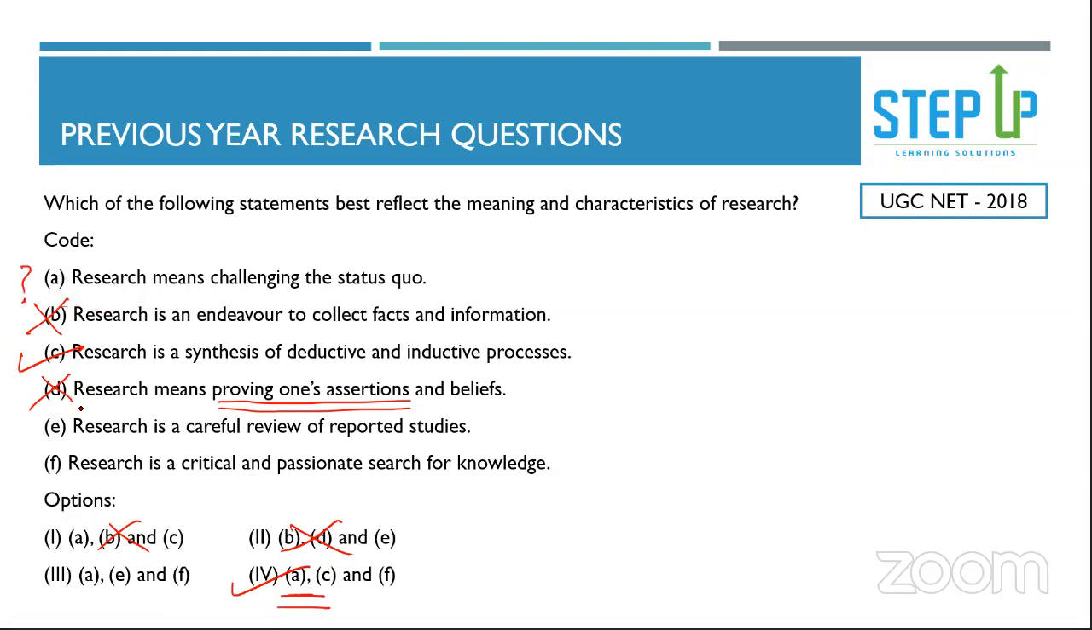That's why I didn't put a cross, right? But I was 100% sure that C is definitely correct. B and D are definitely wrong. So anyways, now let's check F. It's a critical and passionate search for knowledge.